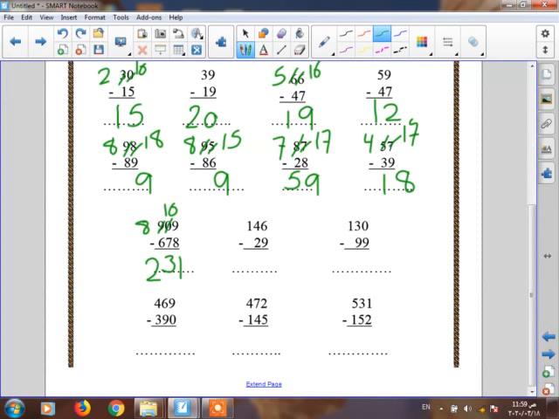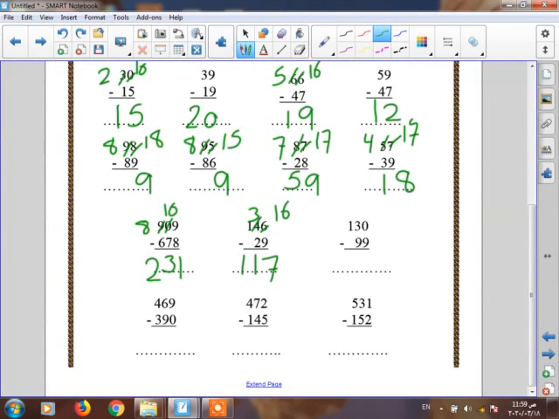146 minus 29. I start from ones. 6 minus 9. No, we can't. Borrow 1 from 4. 4 becomes 3 and 6 becomes 16. After 9, 10, 11, 12, 13, 14, 15, 16. How many? 7. After this, 3 minus 2 equal 1. 1 in 100 minus nothing equal 1. So the answer is 117.